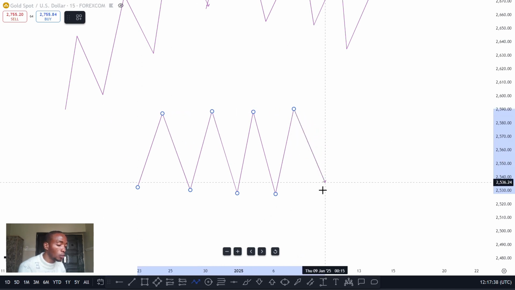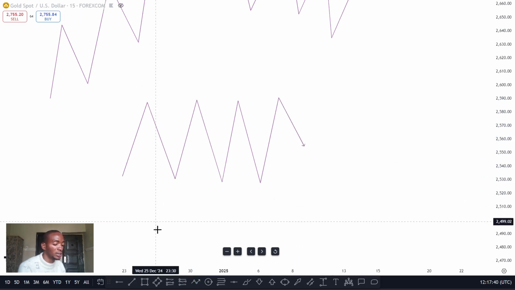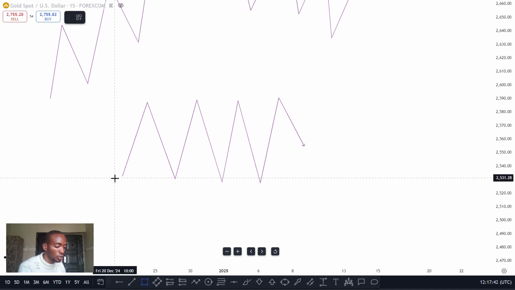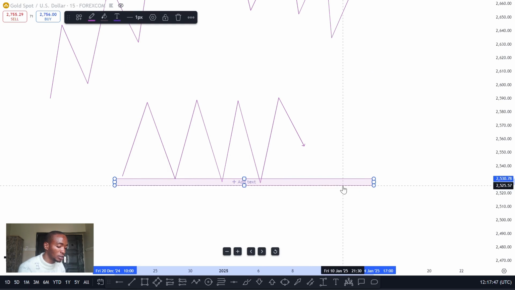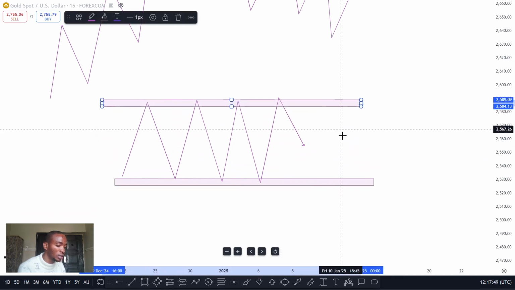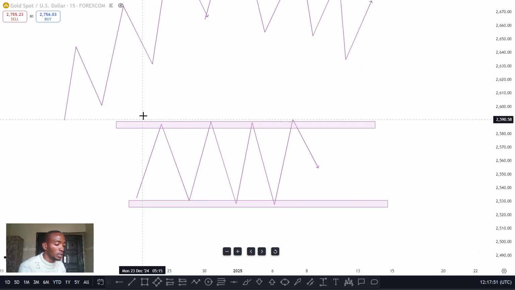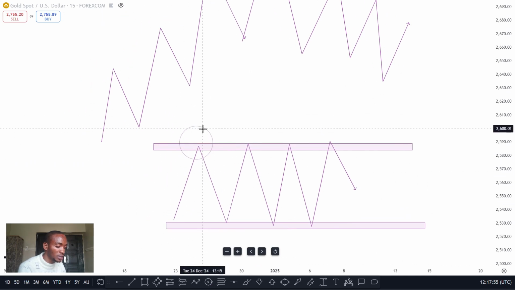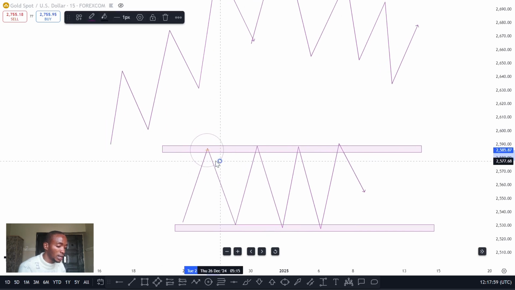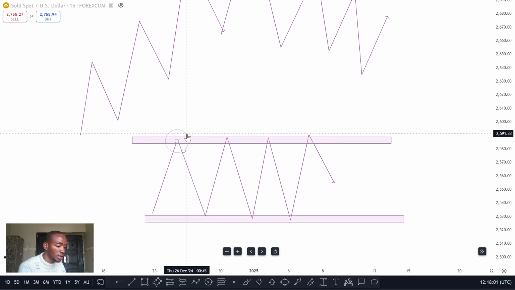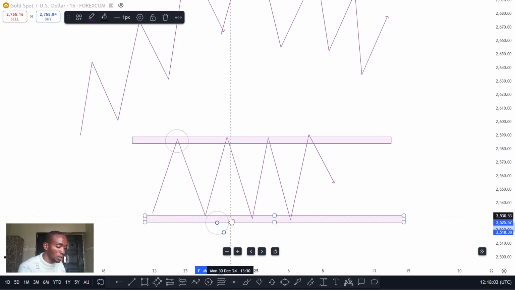Now this is what we call a ranging market. This market fails to break out of this zone, and it fails to break out of this other zone. You feel me? So this side is known as the resistance area, and this other side is known as the support area.